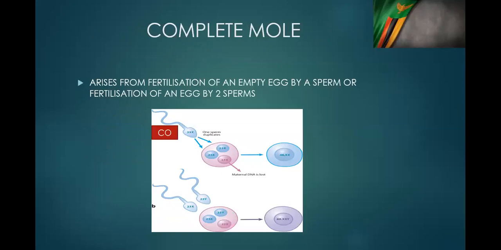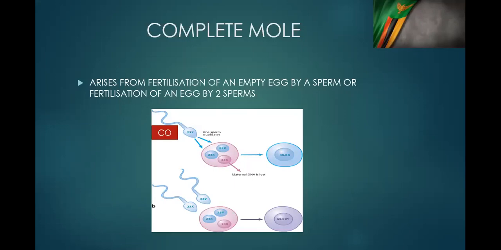A partial mole, on the other hand, is when you have an ovum with some genetic material of this female, but this ovum allows more than one sperm to fertilize it. So you end up with 69 chromosomes, because it has 23 and the two sperms that fertilize it have 23 as well. These 69 chromosomes end up making what is called a partial mole.